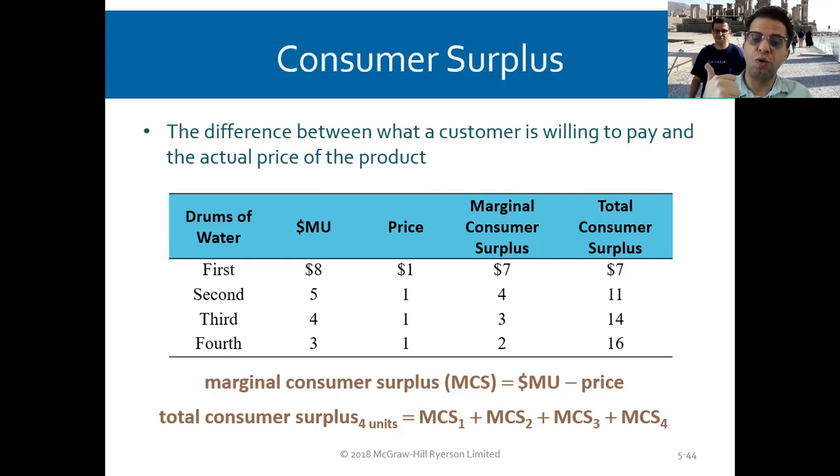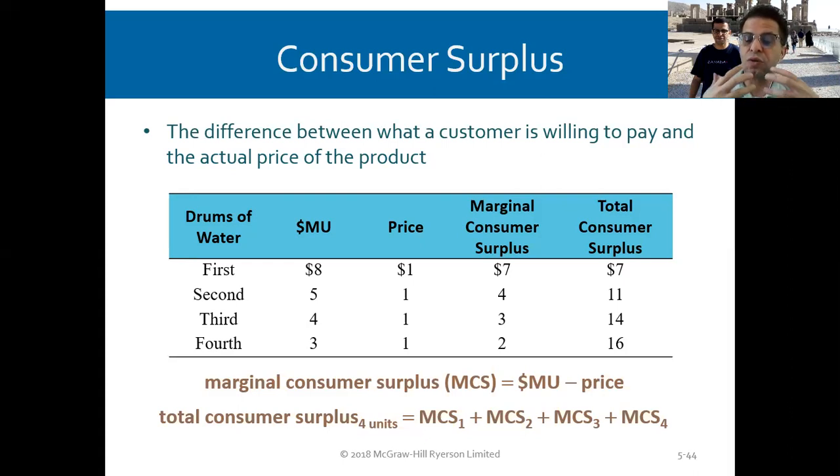Now, the first one, you're willing to pay $8, and the price is $1, and the marginal utility is $8. Your marginal consumer surplus is $7, because it's worth $8 to you, but you're buying it at $1. You're getting a value of $8 for $1. And for the second one, your marginal consumer surplus is $4, because you're still paying $1. And 4 plus 7 is 11, which is the total, and the third keeps going up.